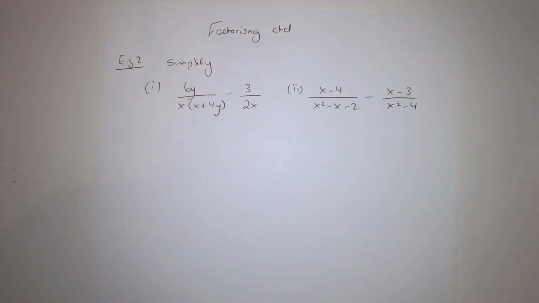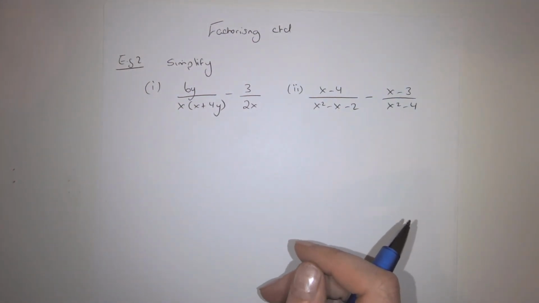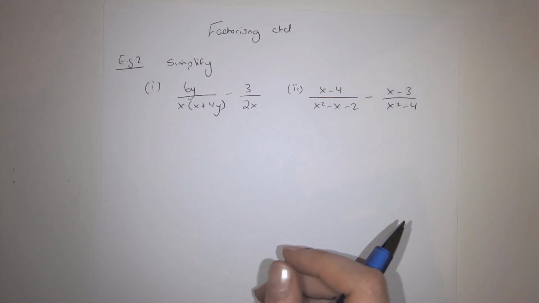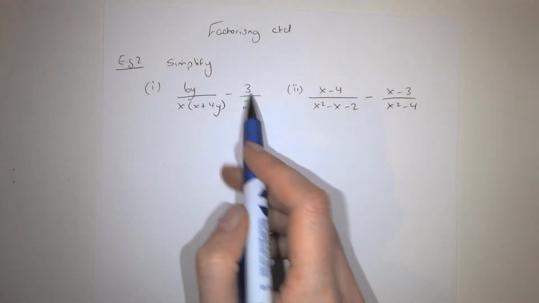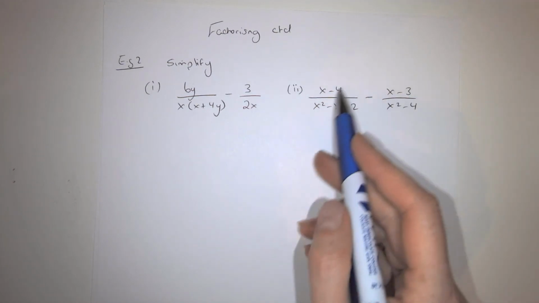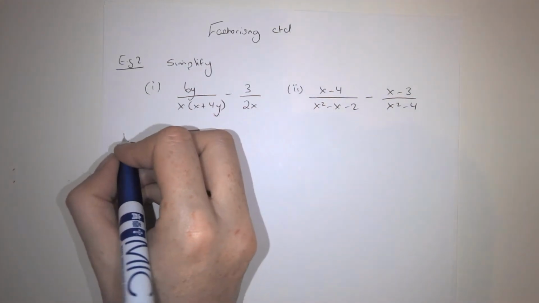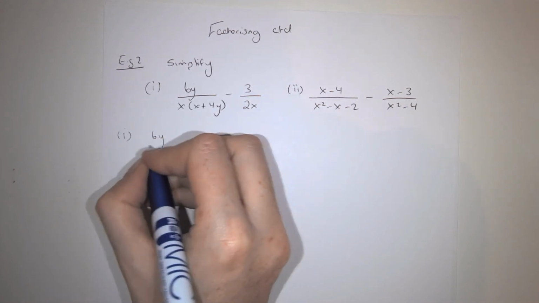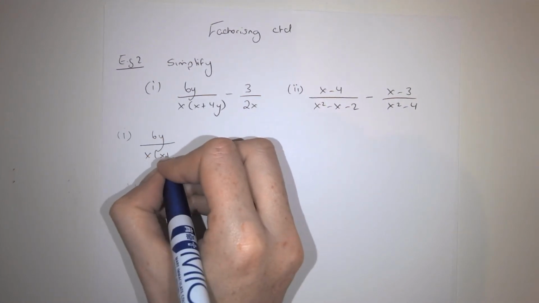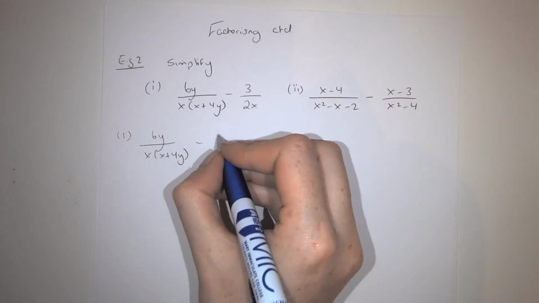Okay, so we've got factorising continued. Here we can see this is slightly different in that we're dealing with two fractions. It's a subtraction of fractions here, also a subtraction of fractions here. So we'll start with part 1: 6y over x(x + 4y) minus 3 over 2x.